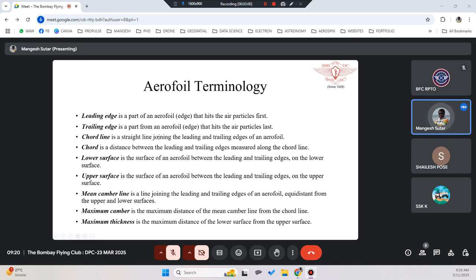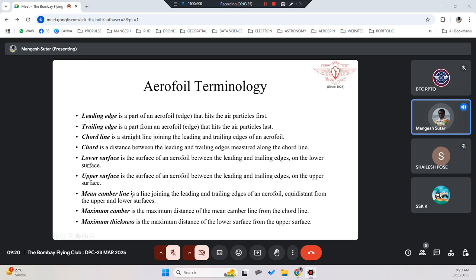Okay, so again, the same terminology we have learned in the basic principles of flight, or during the fixed wing operations and aerodynamics. So leading edge is the part of the airfoil that hits the air particle first. Trailing edge is the part of the airfoil that hits the air particle last. Chord line is a straight line joining the leading and the trailing edge of the airfoil. Chord is the distance between the leading and trailing edge measured along the chord line. Lower surface is the surface of the airfoil between the leading and trailing edge on the lower side. Upper surface is the surface of an airfoil between the leading edge and trailing edge on the upper side.